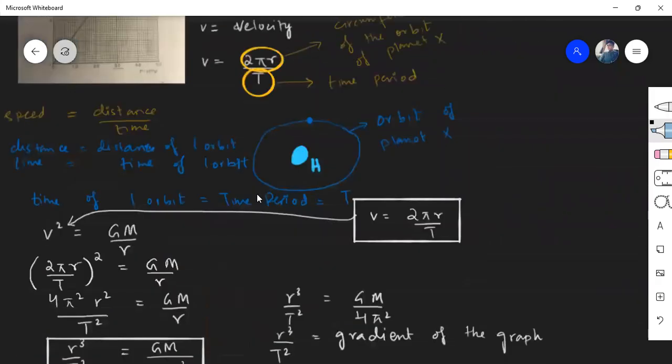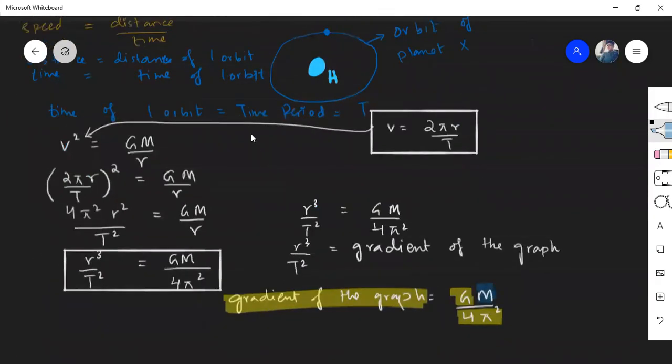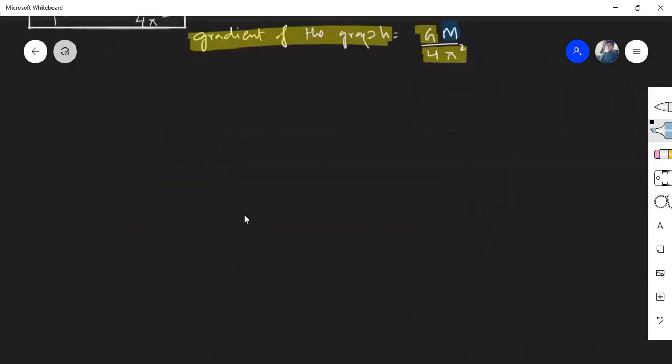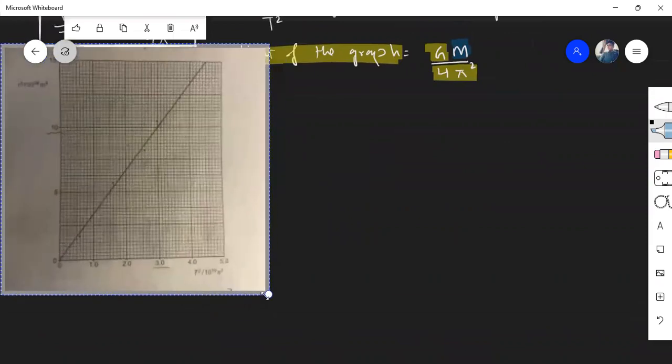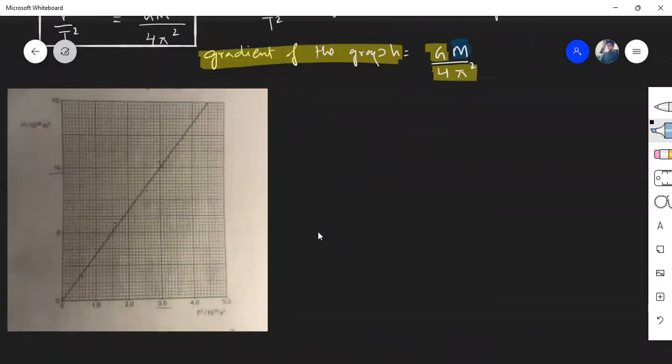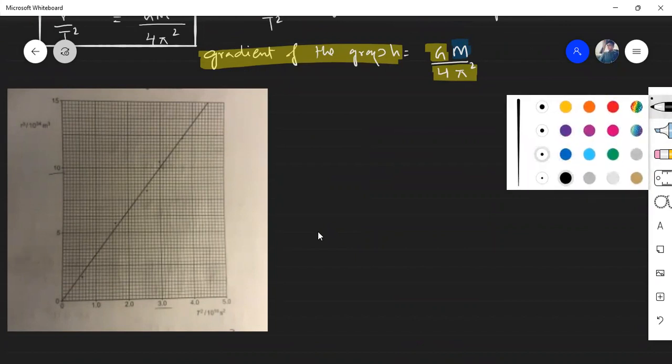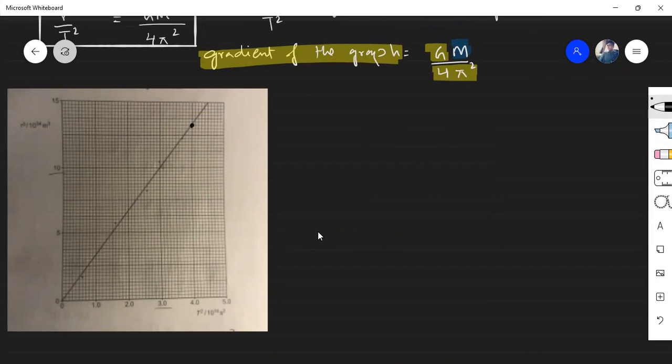Are you following me on this? Yeah. Okay, let me just copy the graph here as well. So this is my graph. Did you make this graph yourself or was this printed? It's printed. Oh, okay, then fine. So we're just going to take a triangle that covers a larger area of this, which increases the accuracy. So we're going to take this point and this point.